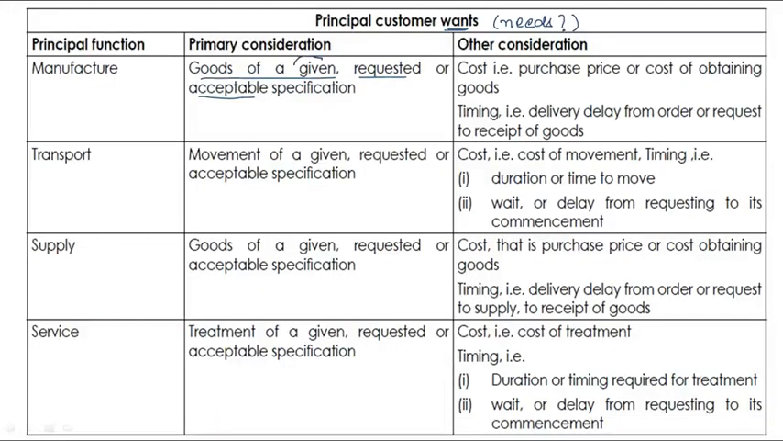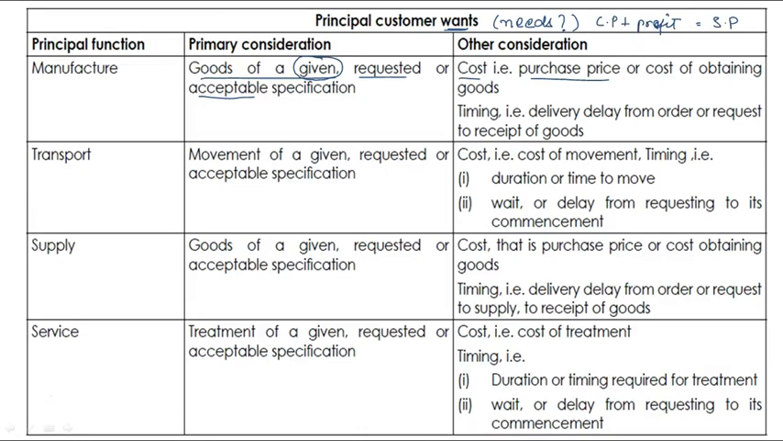Goods should be given of requested or acceptable specification. First of all, if you are going to deliver the goods, you have to mention the purchase price and what your cost was, and how you are going to find out the selling price. Let me tell you a very simple formula: cost price plus profit is going to be your selling price.